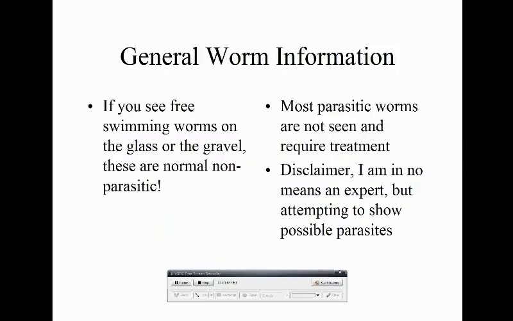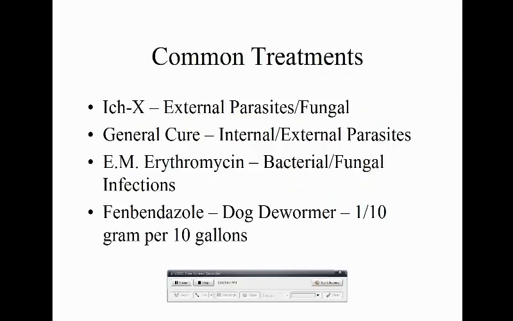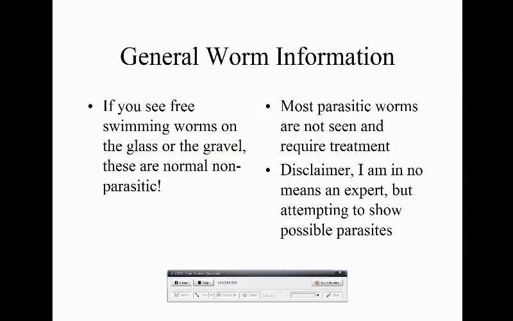But let's keep in mind, on the right hand side, you're going to see a disclaimer. I am by no means an expert, but I'm attempting to show possible parasites. I've had some of these in and out of the aquariums, and I can give you some information from what I know. It's going to be general worm information at the beginning, and we're going to break it down. But commonly, as you see on the left hand side, if you see a worm swimming, it's usually going to be white or pinkish in color.